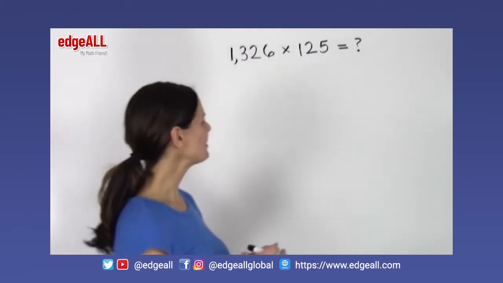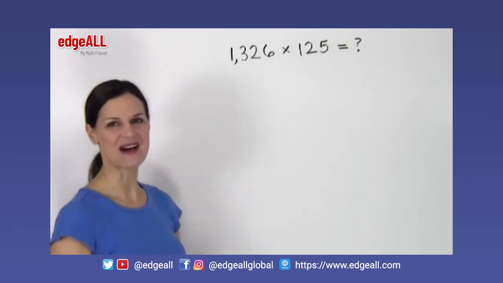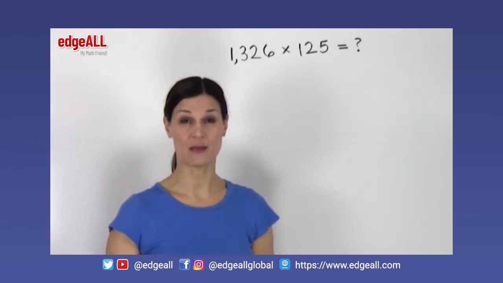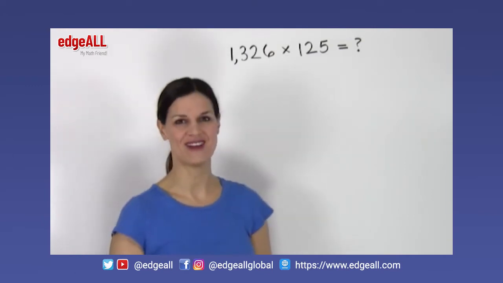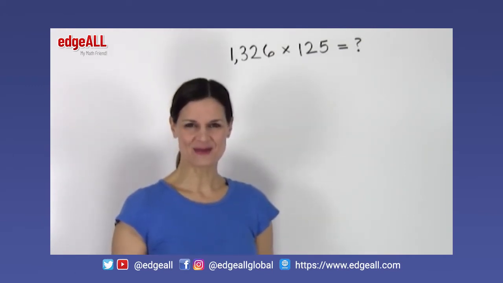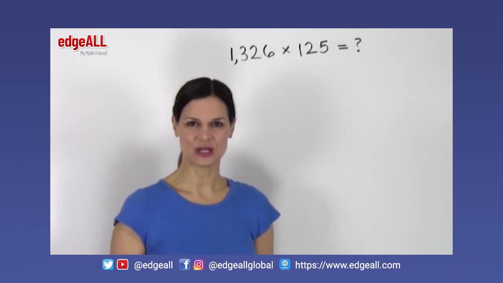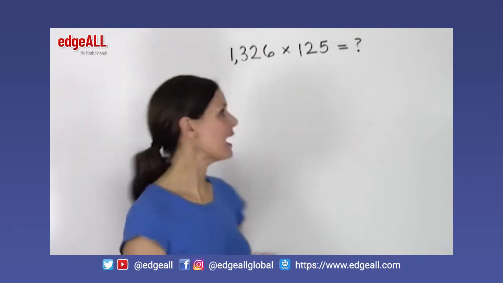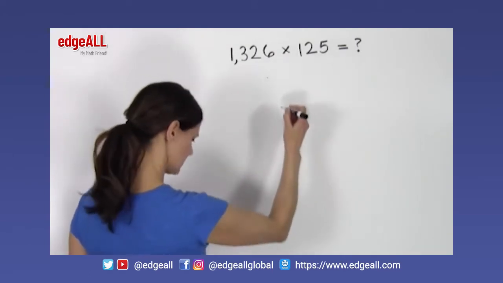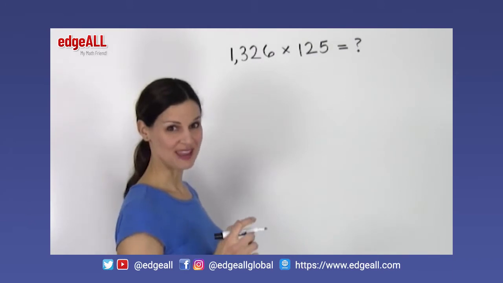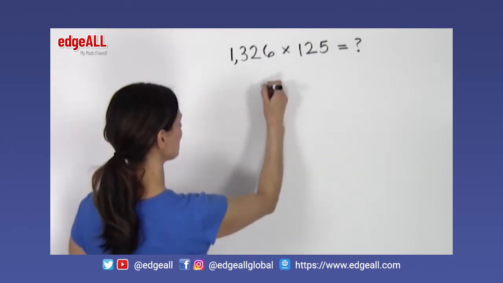So I have a problem here behind me, 1,326, and I want to multiply that by 125. So I've got a lot of work ahead of me. Let's begin by stacking these numbers vertically. So I'm going to start with my 1,000. I'm going to leave myself a little bit of room for my regrouping and carrying.